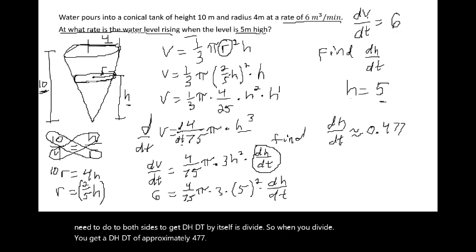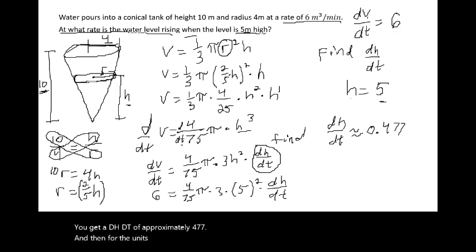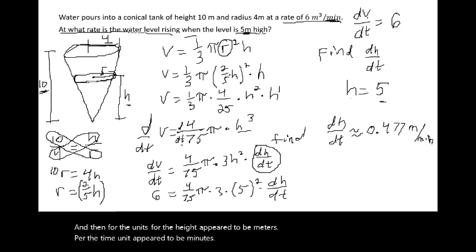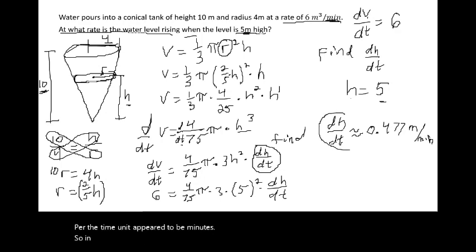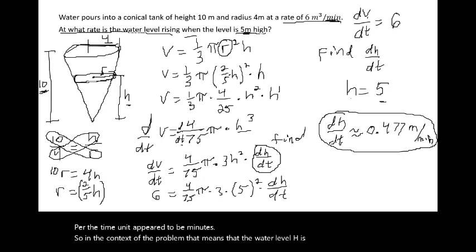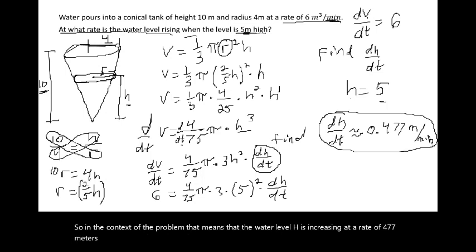And then for the units, the height appears to be meters per, the time unit appeared to be minutes. So in the context of the problem, that means that the water level h is increasing at a rate of 0.477 meters per minute at the instant when the water level is 5 meters high.